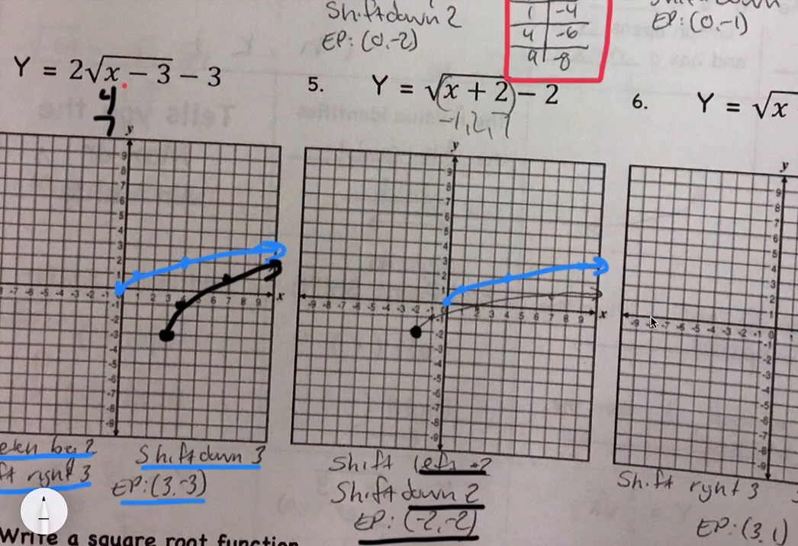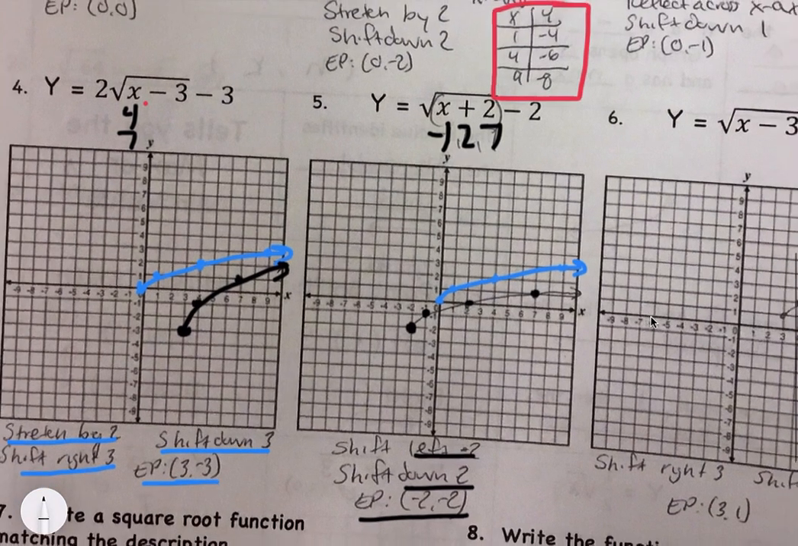And so you can kind of see I already wrote in the numbers I'm going to use for x. I'm going to use -1, 2, and 7, because -1 plus 2 gives me 1, 2 plus 2 gives me 4, and 7 plus 2 gives me 9. Those are all the perfect squares, 1, 4, and 9. And so then it's just 1 minus 2, 2 minus 2, and 3 minus 2. So you can kind of see how I got those points.